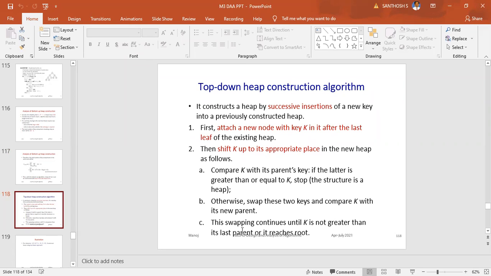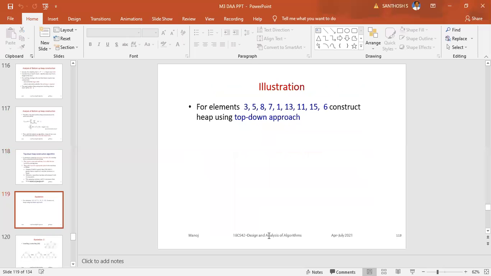So the steps for that are as follows. Compare k with its parent key. If the parent is greater than or equal to k, stop. If the parent is lesser than k, swap the two elements and compare k with the new parent. This swapping continues until the key is not greater than its parent or it reaches the root.